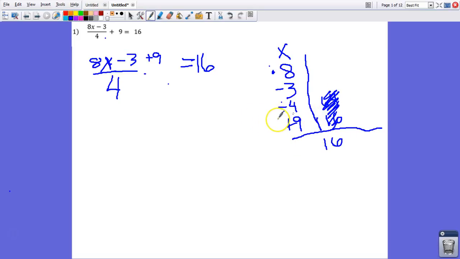Let's see, 16 minus 9 is 7, divided by 4, so then you multiply by 4, that gives us 28. Then instead of subtracting 3, we add 3, which gives us 31. And then instead of multiplying by 8, we divide by 8. So our answer is 31 over 8.